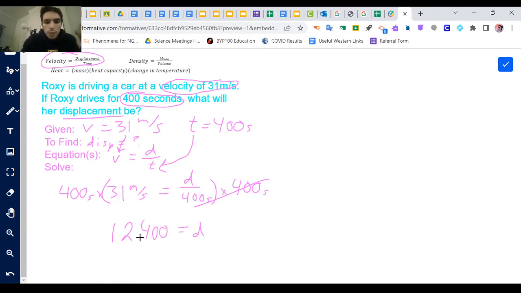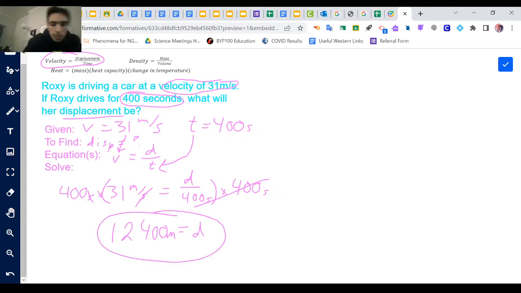But we always want to make sure that we have units on our answers. And there are a couple ways to think about this. One, the general SI unit for displacement and distance and length is meters. And the better way to do this, and we'll do this more as the year goes on, is you can see that our seconds cancel out, because right now we have 400 seconds times 31 meters per second, so those units cancel out because we have seconds multiplied by 1 over seconds. And so we're just left with meters in the end.